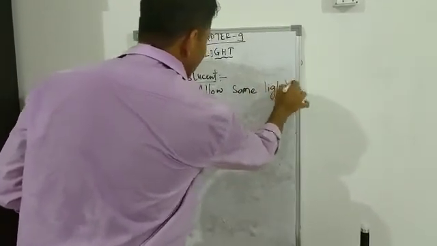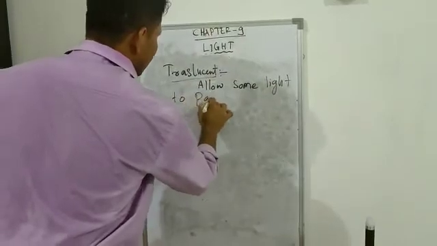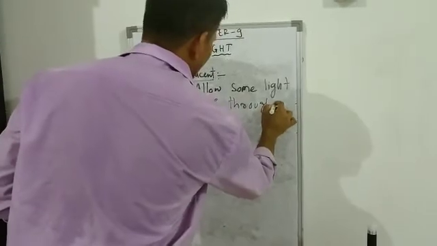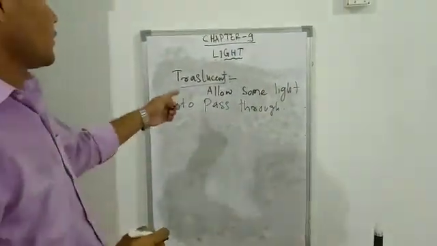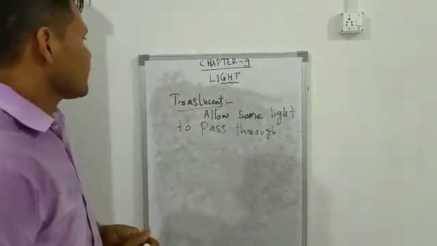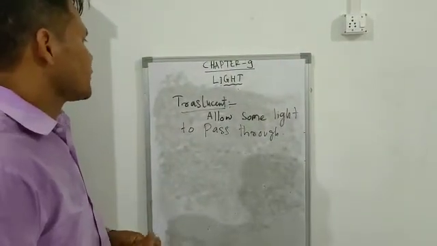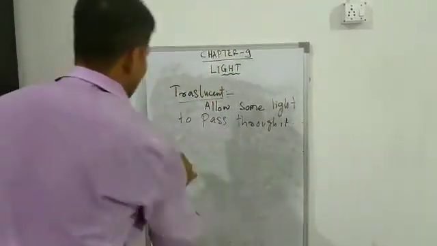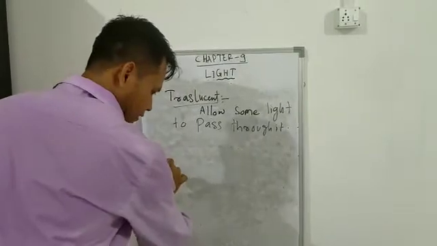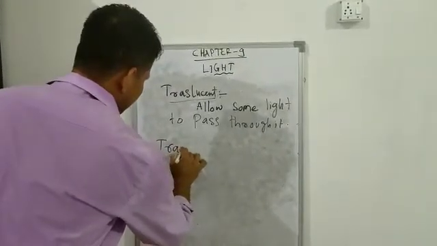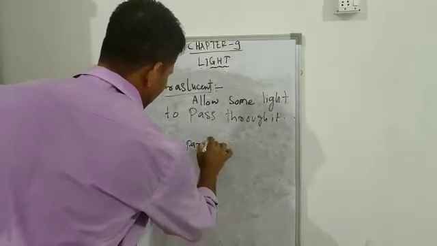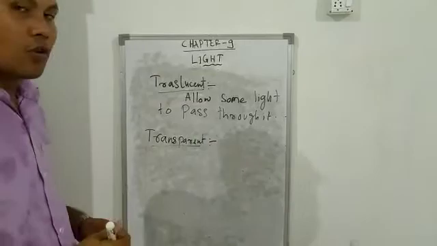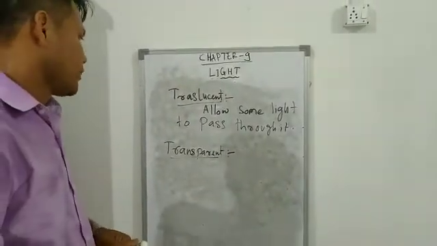Allow some light to pass through. Okay, I repeat, translucent means the objects, there are some of the objects that allow some light to pass through it, and the other is transparent. It means the objects that allow the light to pass completely is called transparent.